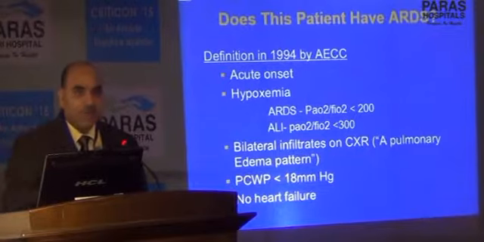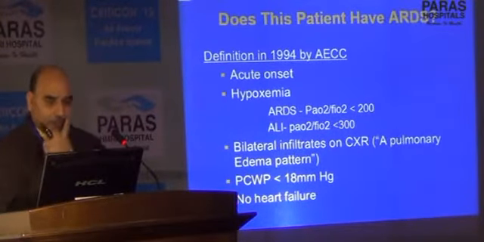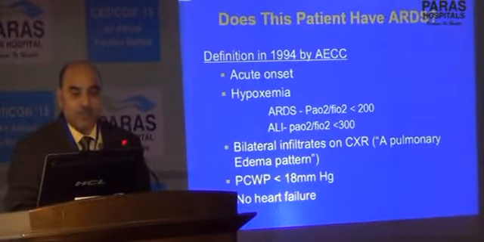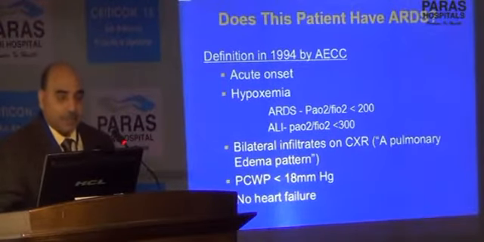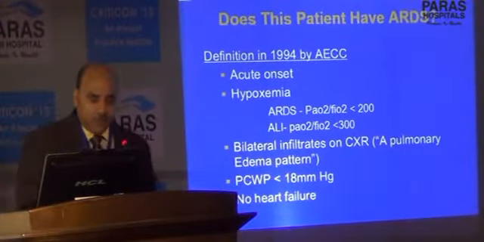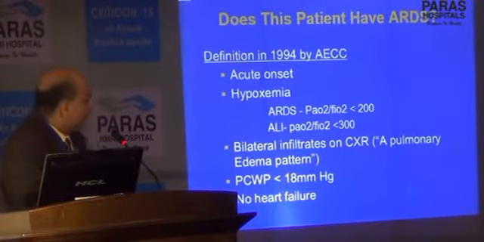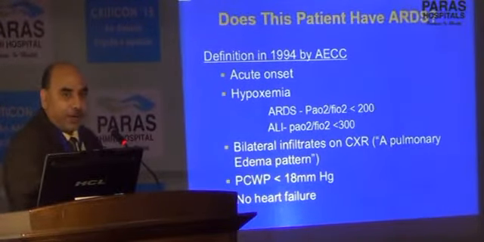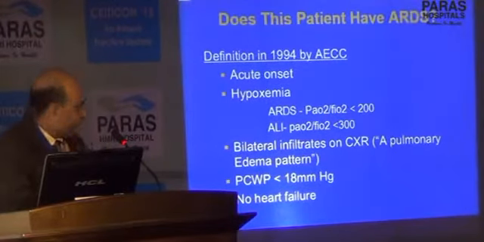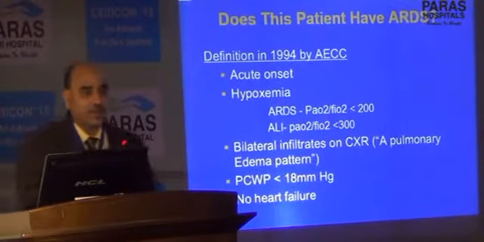After that, there was no well-organized definition, but in 1994, the American-European Consensus Conference tried to define ARDS. Based on this definition: acute onset of hypoxemia with bilateral chest infiltrates, and exclusion of heart failure, that is very important. At that time, most ARDS patients were managed with a pulmonary artery catheter, so they gave the definition of pulmonary artery wedge pressure less than 18 mm Hg or clinically no heart failure. Further, a patient with a PaO2 to FiO2 ratio of less than 200 was defined as ARDS, and a patient with a PaO2 to FiO2 ratio of less than 300 was defined as acute lung injury.